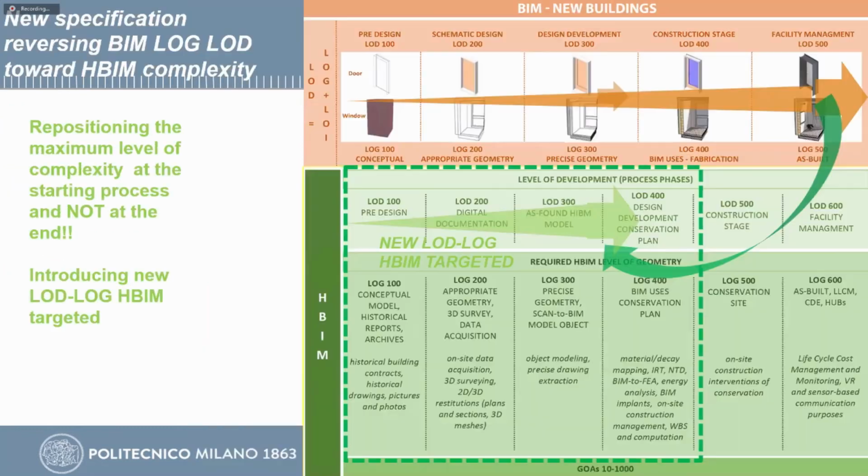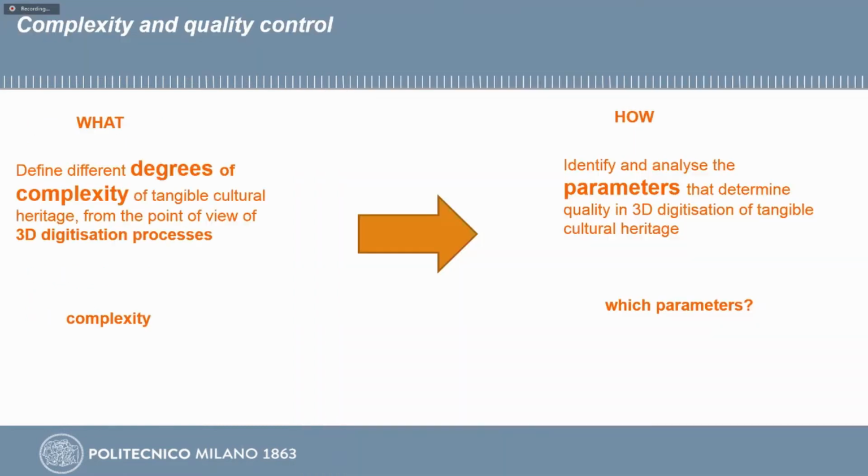What does it mean? It means that in the standardization and specification process, we have to reverse the logic and insert missed parts. In our case, these are the collection of the historical reports and archives, the so-called level of geometry 100, 200, with the appropriate 3D on-site geometry digitalization and data acquisition, up to the precise geometry, up to the BIM uses workflow, and then to the conservation plan and to the long life cycle management.